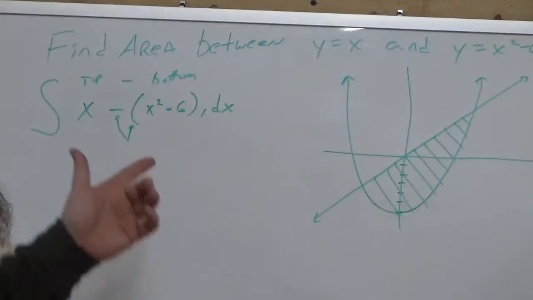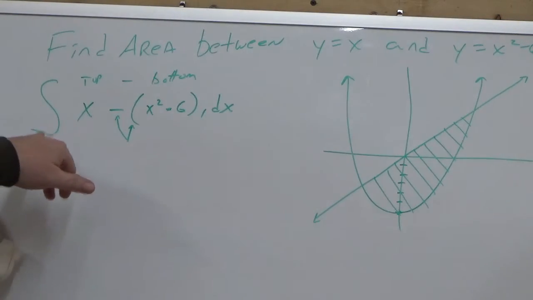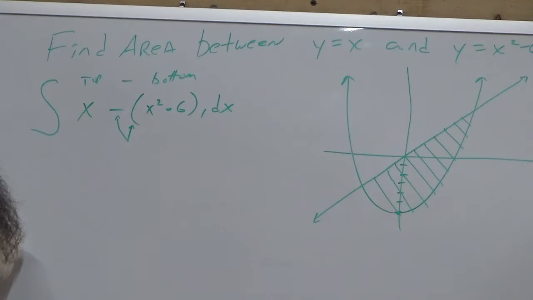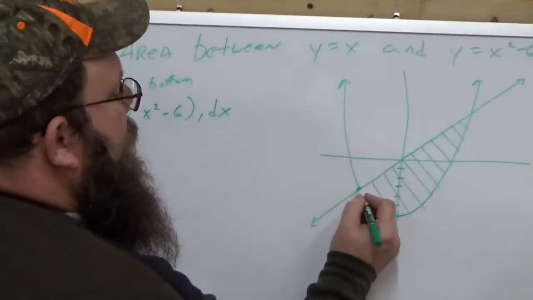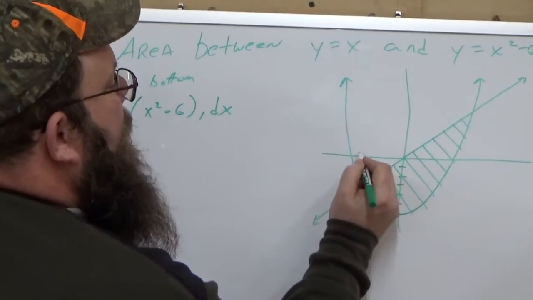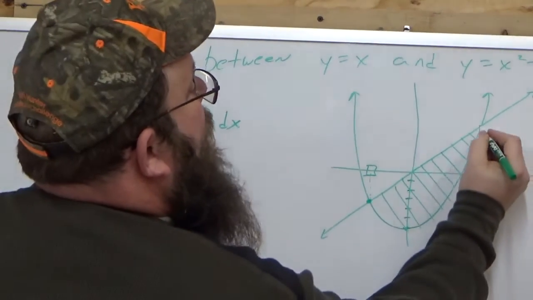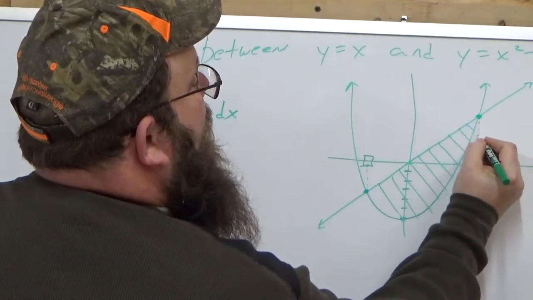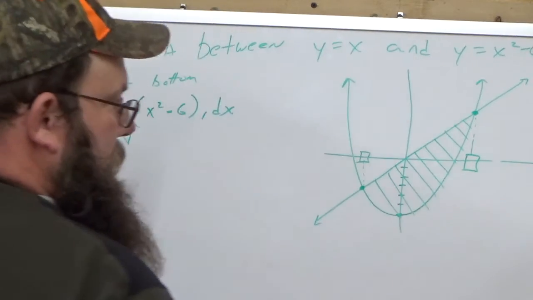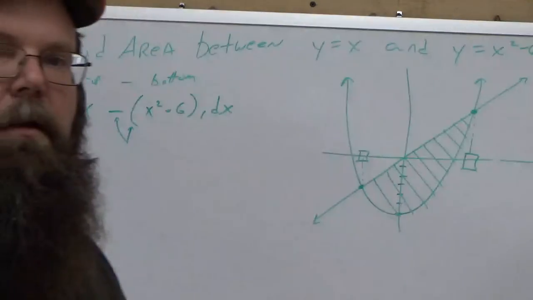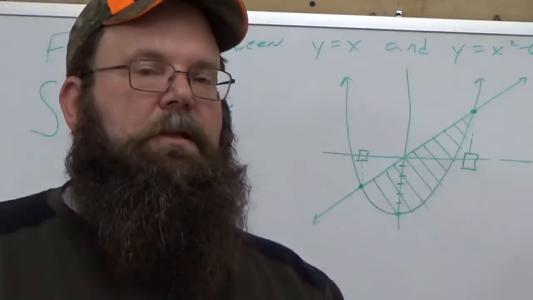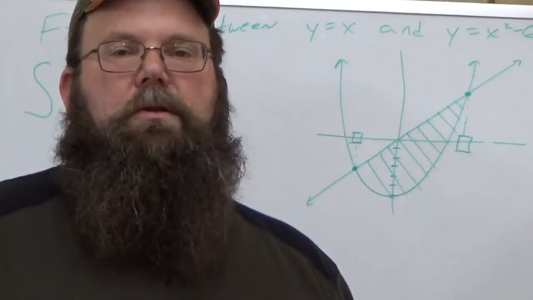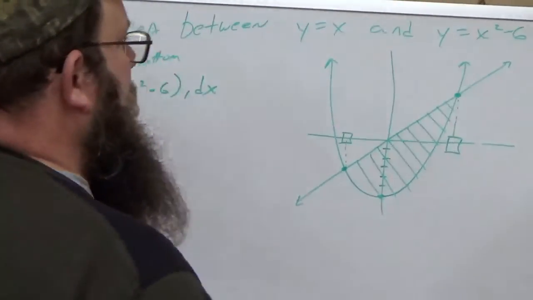What are we missing before we can do this? We need our boundaries of integration. We have to find this value, specifically whatever this number is, and over here we have to find that value, specifically whatever that number is. How do we do that? Again, the Inspire will do it for us, but we're going to do it algebraically today.